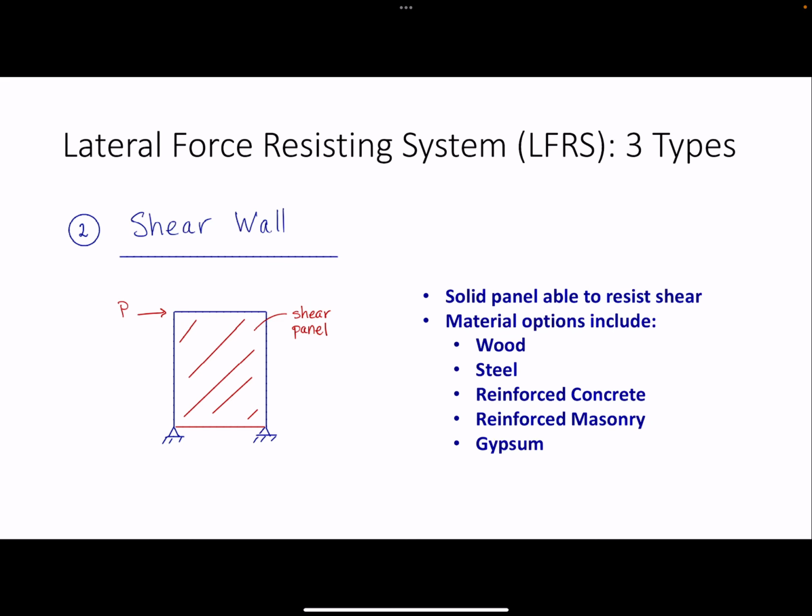All right, so now that covers the introduction to braced frames. Now we're on to the second type of lateral force resisting system, which is the shear wall. A shear wall would fill in a frame with a solid panel of some material that is able to resist shear. Common is reinforced concrete or reinforced masonry. You also see wood and steel used for these panels. Gypsum board is also often used for lower rise construction.